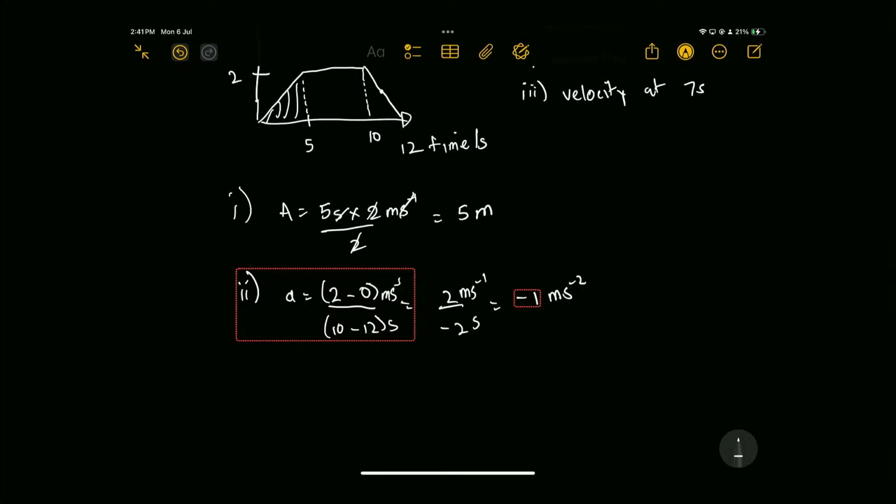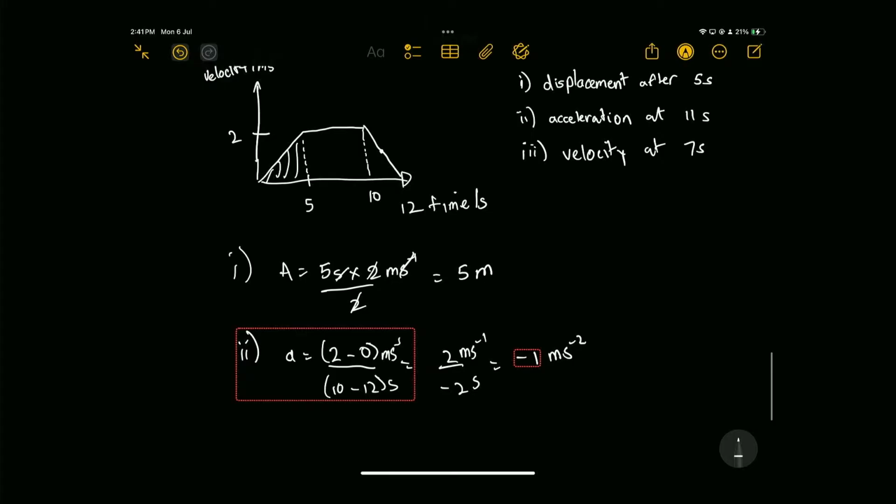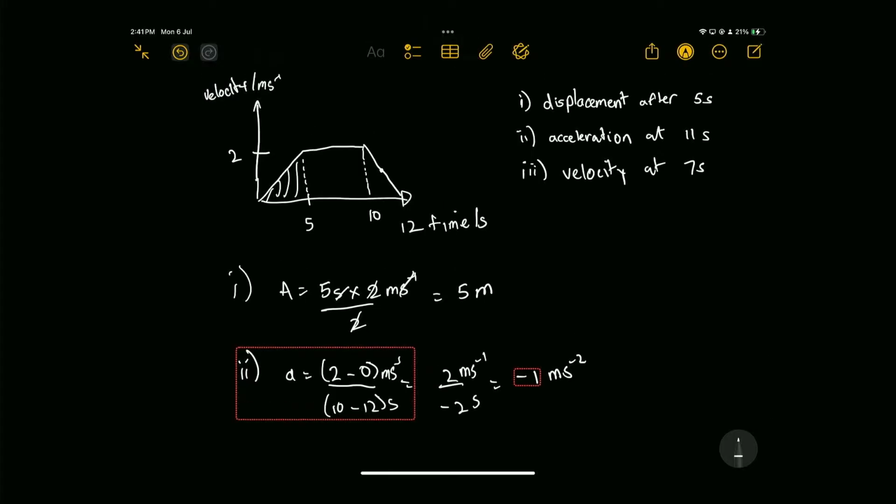So that is part 2. And part 3 now, the velocity at 7 seconds. So 7 seconds is approximately here. Just by looking at the graph, we see that at this point there is a constant velocity of 2 meters per second. So for part 3, the velocity at 7 seconds would be 2 meters per second.